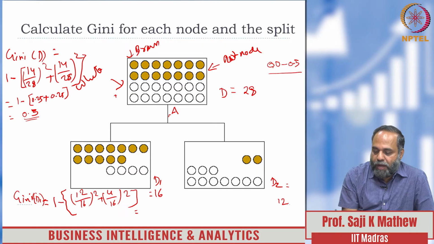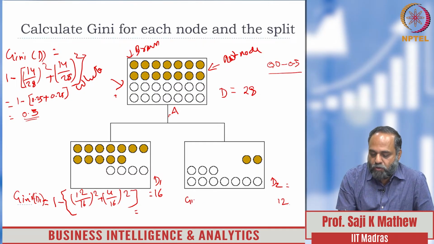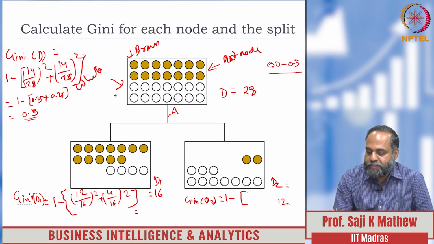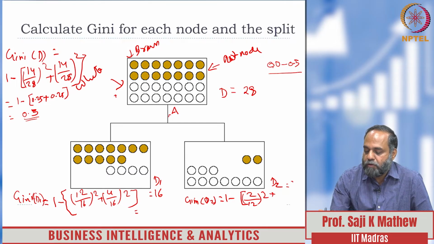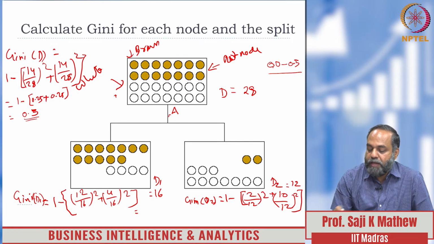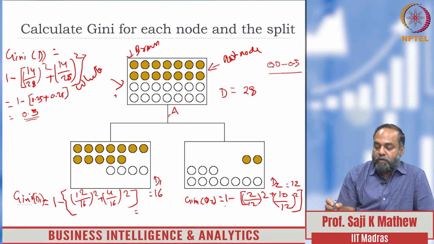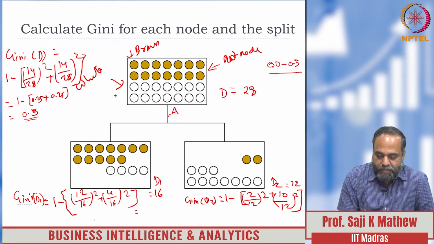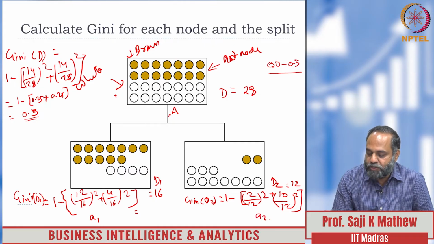And now look at the other one. What is the Gini score of D2? It is equal to 1 minus 2 by 12 the whole squared plus 10 by 12 the whole squared. This is some other value. I am not spending time to calculate this. So, suppose this value is A1 and suppose this value is A2.